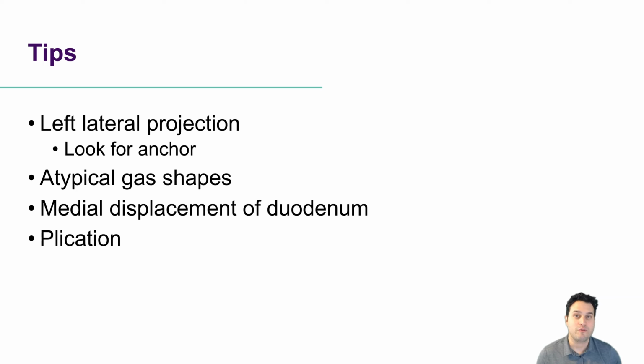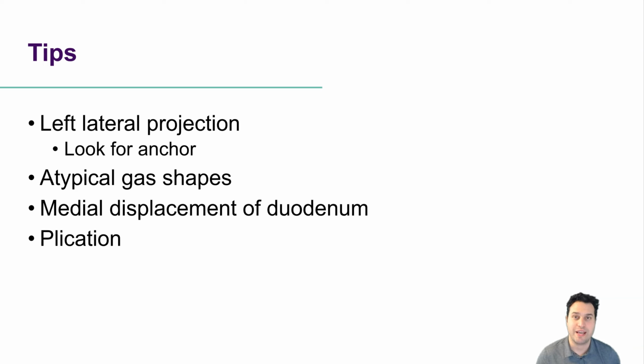The second is looking for atypical gas shapes. So comma-shaped gas opacities, or some people will refer to them as geometric gas opacities. These are unusual, maybe angular margins that we don't normally see with rounded gas opacities in the intestine that are common. We will oftentimes then see plication and medial displacement of the duodenum, sometimes both in conjunction.